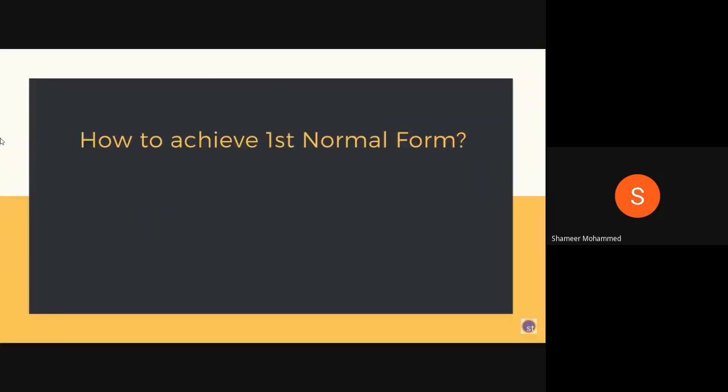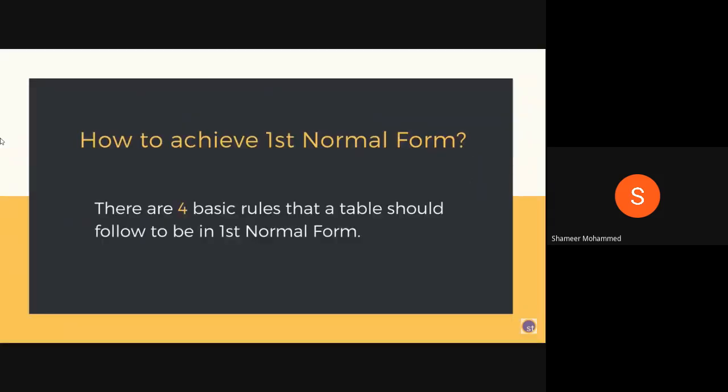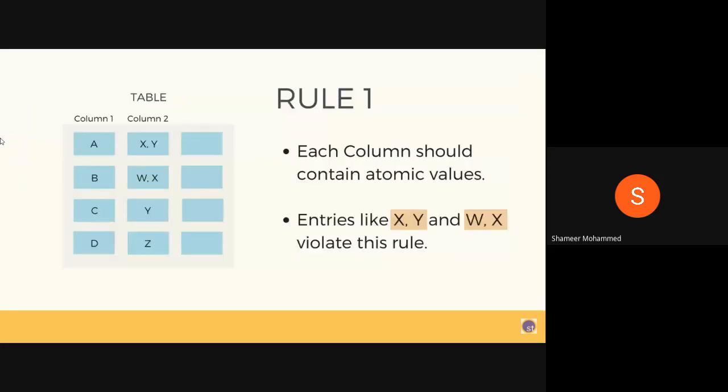The first normal form expects you to follow a few simple rules while designing your database, and they are: rule number 1, each column of your table must be single valued, which means it should not contain multiple values. We will explain this with help of an example later.